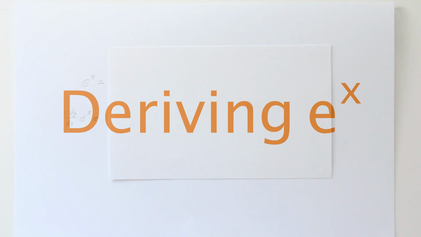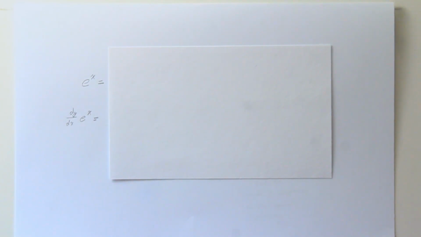A common question is why e? It seems almost random. A better question is why e to the x? E to the x is an important function in calculus and is more noteworthy than e by itself. So let's take a look at how we arrive at e.